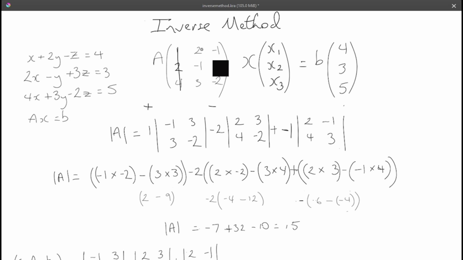Alright, for the second, take out 2, the column and the row. 2 will be negative, so it will be negative 2. Alright, 2 by negative 2 minus 3 by 4. And the next one will be minus 1, so minus by a plus gives us a minus. So 2 by 3 minus minus 1 by 4.